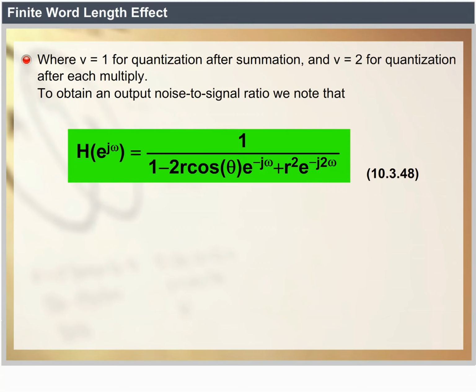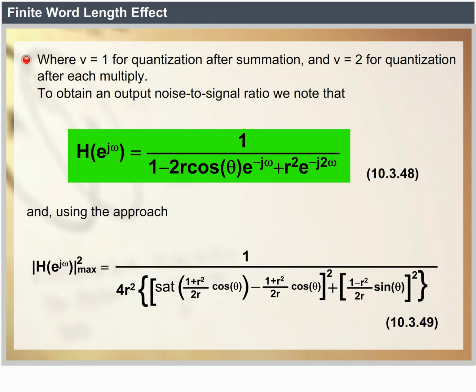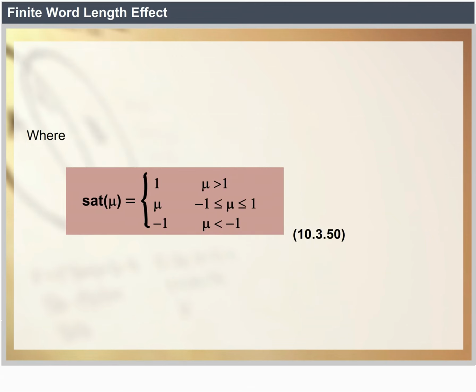To obtain an output noise to signal ratio, we note that H(e^jω) equals 1 divided by [1 − 2r cos θ e^(−jω) + r² e^(−j2ω)], called equation number 10.3.48, and using the approach, the maximum of |H(e^jω)|² equals 1 divided by 4r² of sat[(1 + r²)/(2r) cos θ − 1] + sat[(1 + r²)/(2r) cos θ + 1] squared plus [(1 − r²)/(2r) sin θ] squared, called equation number 10.3.49, where sat of μ equals 1 for μ greater than 1, μ for −1 ≤ μ ≤ 1, and −1 for μ less than −1, called equation number 10.3.50.